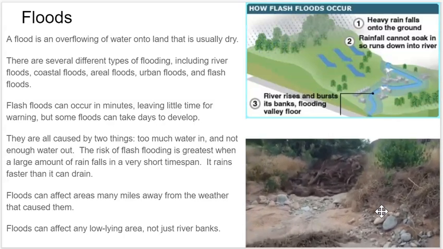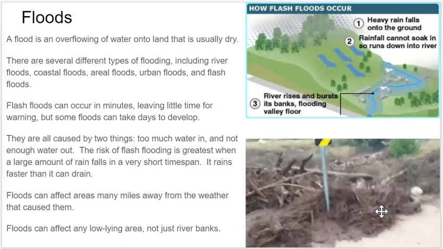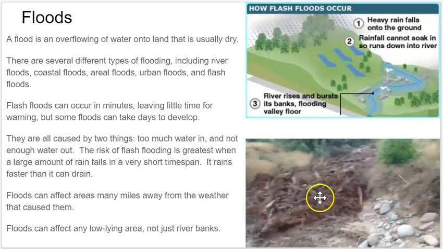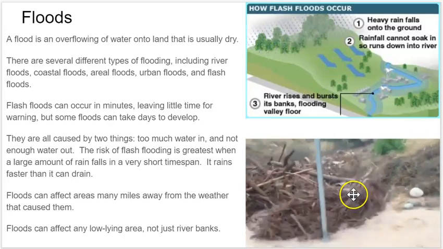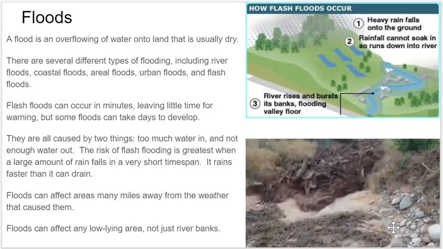That can happen from rivers, that can happen on the coast, that can happen over a low-lying drainage basin. It can happen in the middle of cities. And when it happens quickly, like minutes to hours, we call that a flash flood. And all floods are about 2 things: water in versus water out.